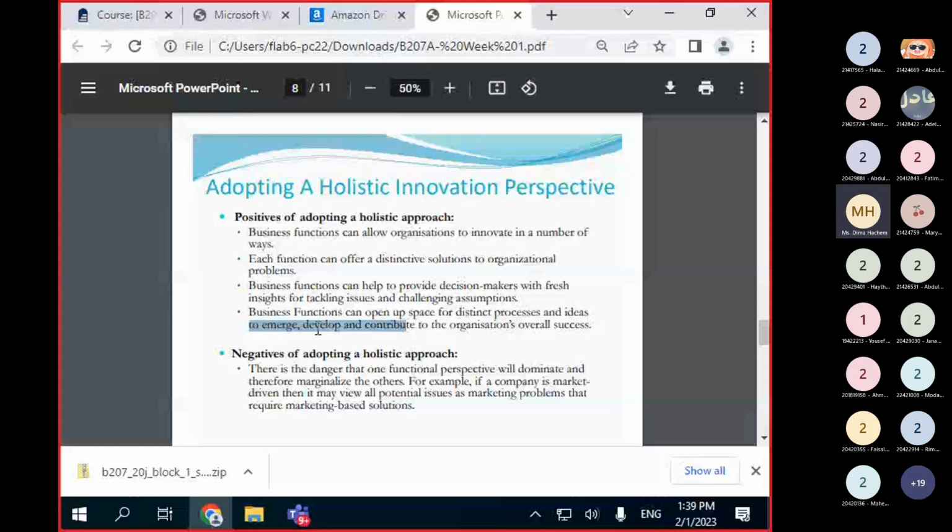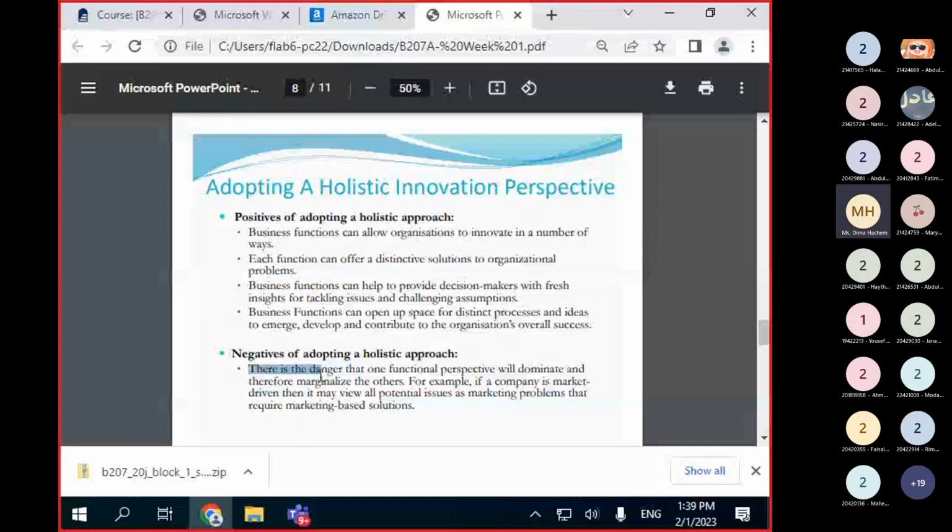Now, what are the negatives or disadvantages of adopting a holistic approach? There is a danger that one functional perspective will dominate the others. For example, in Apple, the concept of product design is extremely dominating all other functions, because the most important thing in Apple is to create a product that is number one in the market.